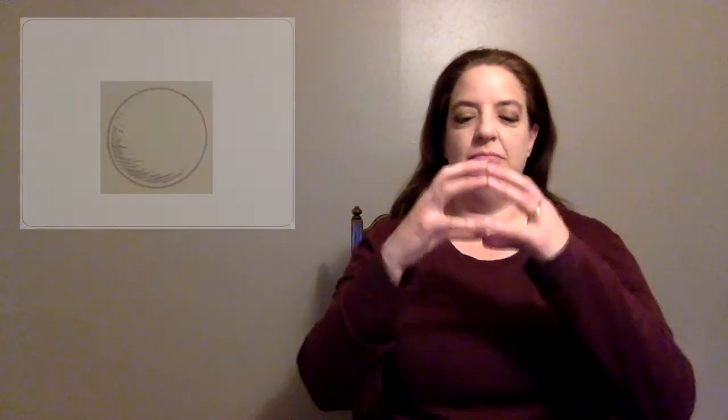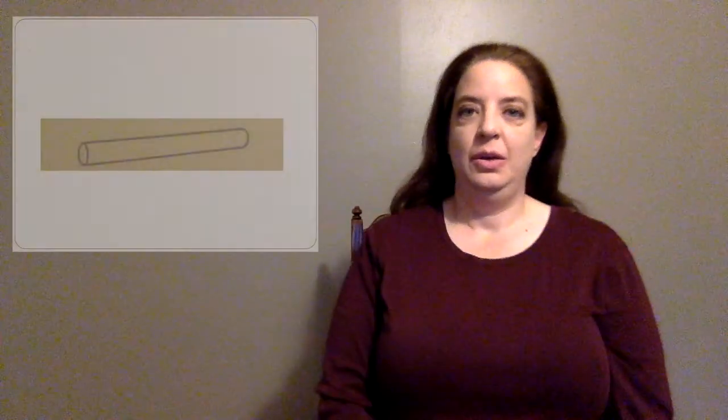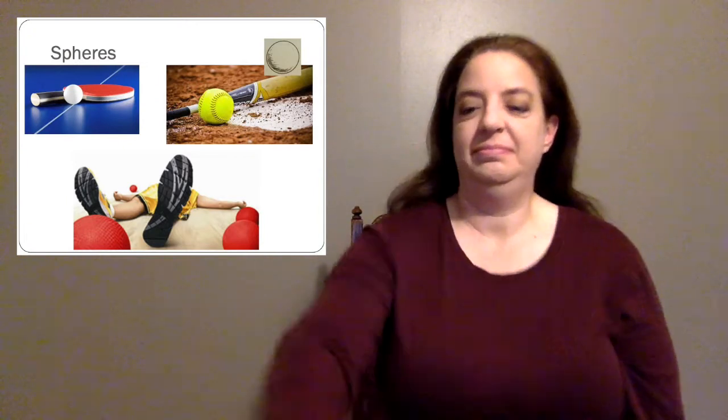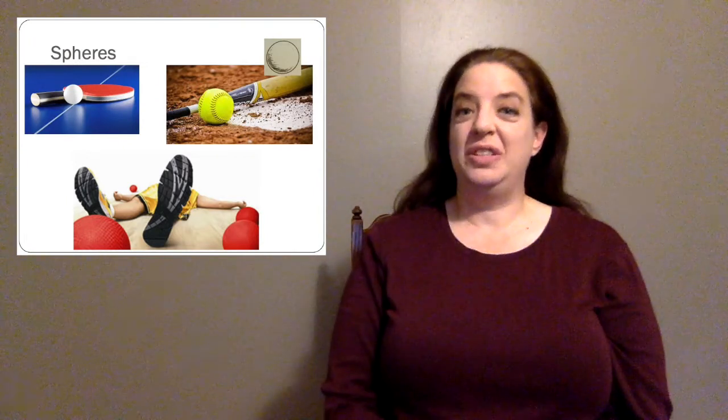All right, think about a shape like this. How would you sign that? Seems straightforward enough. How about this one? What about that? However, how do you know how big that sphere actually is? What if it's a ping pong ball? Then I might sign it like this. What if it's a softball?